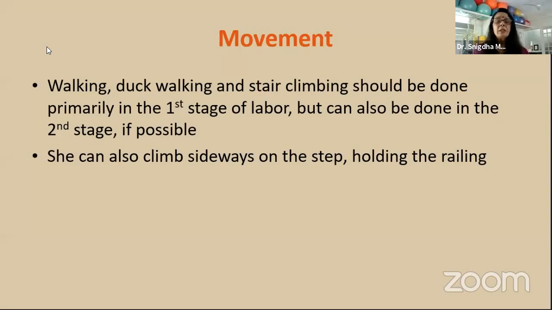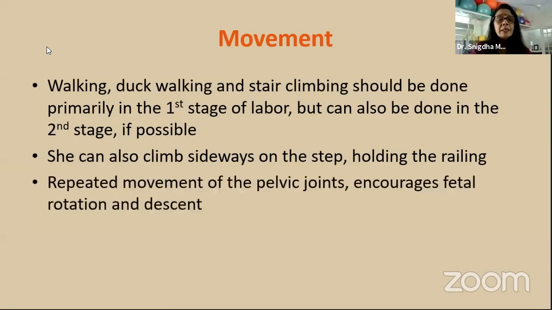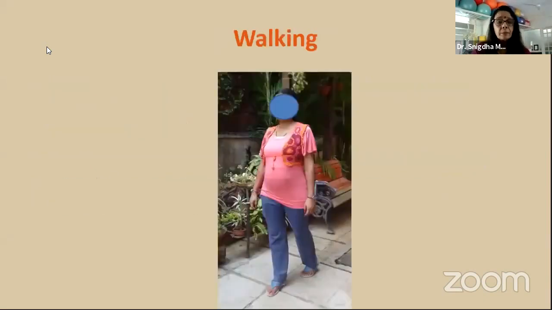So movement is necessary, especially during the first stage, and also during the second stage if possible. What are the movements that help? Walking, duck walking, stair climbing. If she's unable to climb the stairs in the normal manner, she can climb sideways while holding the railing, but the repeated movement of the pelvic joints encourages fetal rotation and descent.